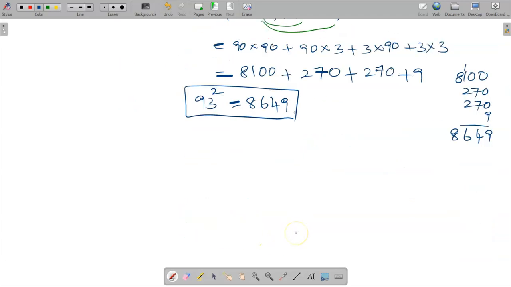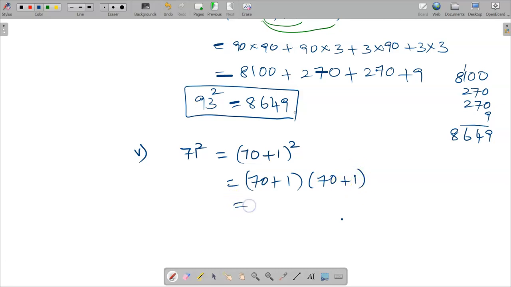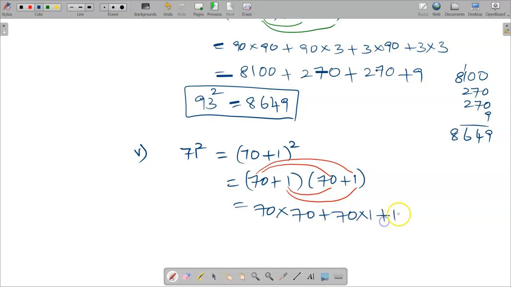Okay. And then the fifth problem, 71 square. Okay. So 71 I can write as 70 plus 1 the whole square. So 70 plus 1 into 70 plus 1, which is equal to 70 into 70 and 70 into 1, similarly 1 into 70 and then 1 into 1. Okay. So 70 into 70 plus 70 into 1 plus 1 into 70 plus 1 into 1.